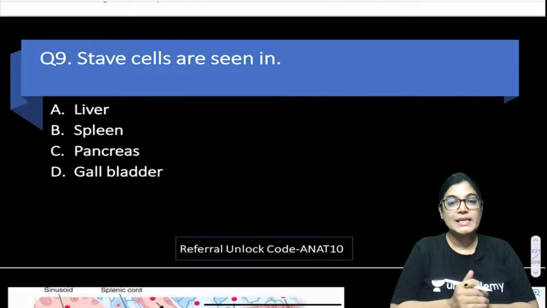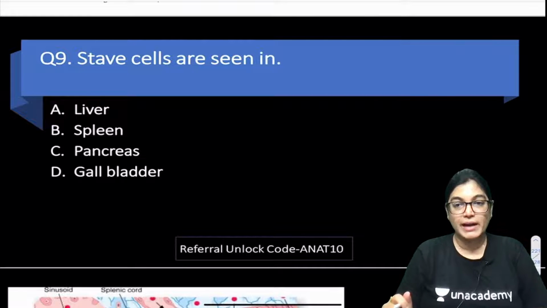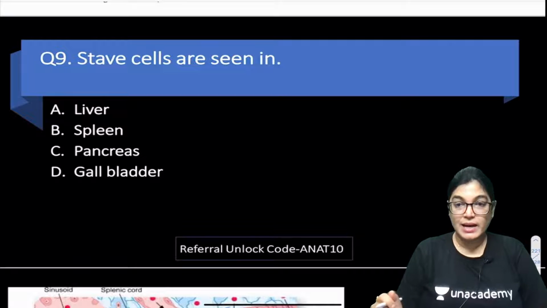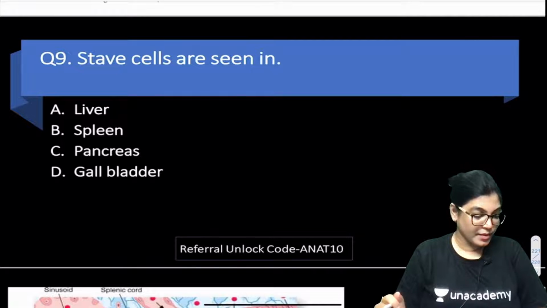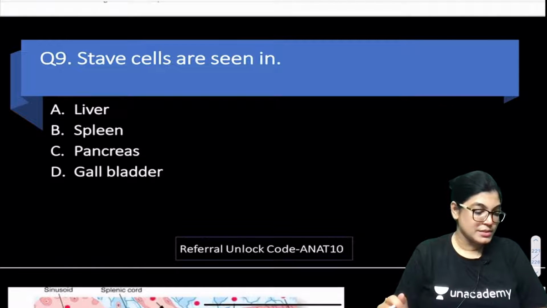Stave cells are seen in liver, spleen, pancreas or gallbladder. Which is the right answer? So Srija is telling it's B. What about others?